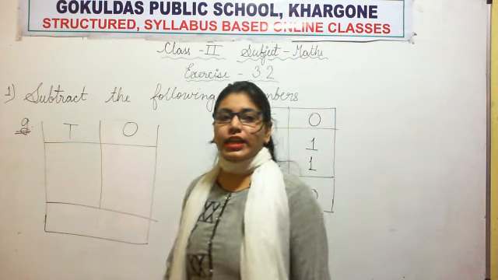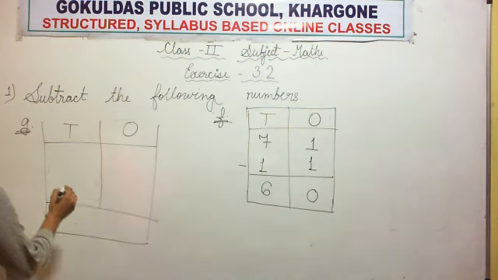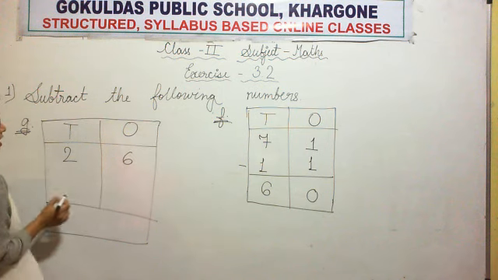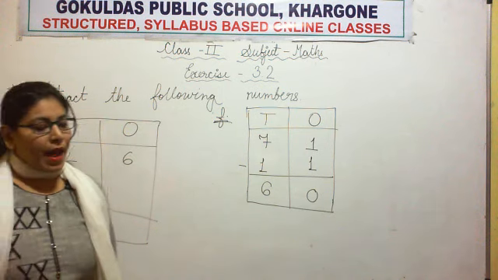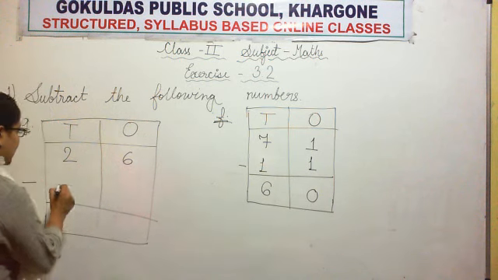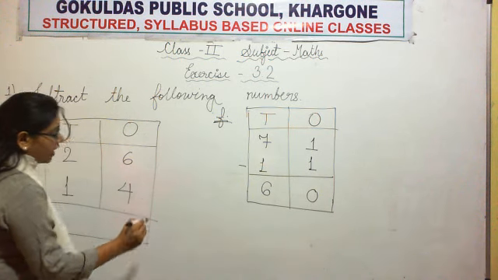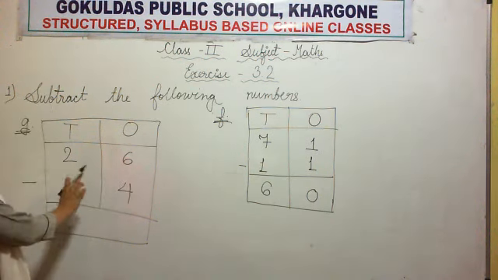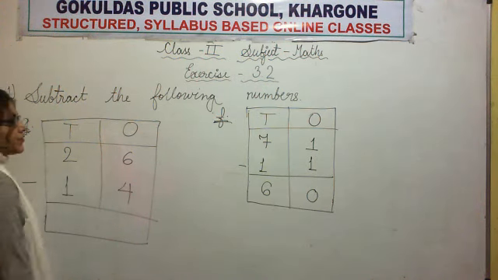26 minus 14. So first of all we will write 26, tens below tens and ones below ones. Now minus 14. So we will write again tens below tens and ones below ones. Now we will subtract ones from ones. So 6 minus 4.